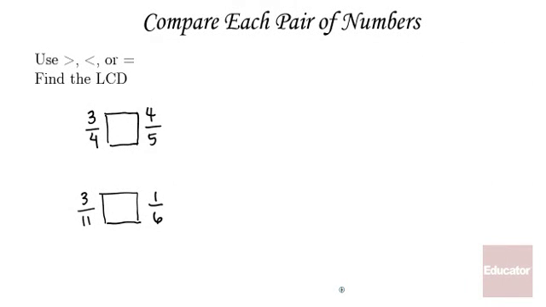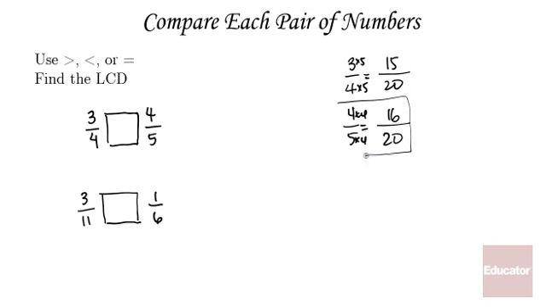Let's compare each pair of numbers. 3 over 4 and 4 over 5 may be difficult to compare because the denominators are not the same. So let's make the denominators the same by finding their common denominator. 4 and 5 can both become 20. 4 times 5 and 3 times 5, so you have 15 over 20. And 5 becomes 20 when you do times 4, so you have 16 over 20. So now it's easy to see that this second one is larger.